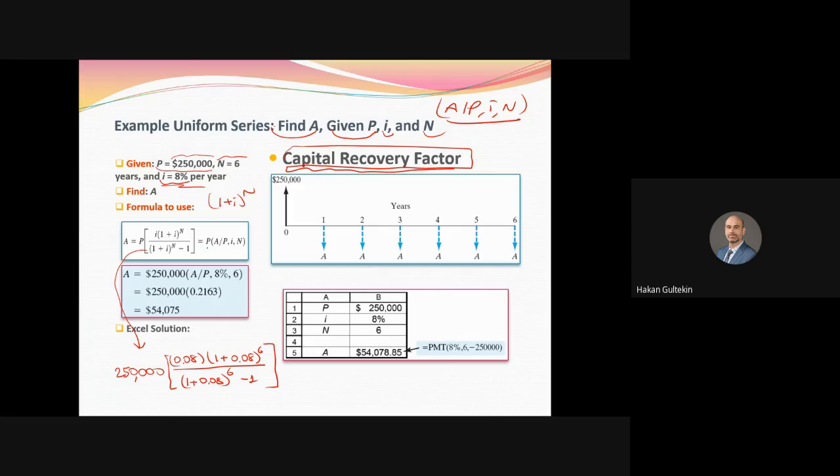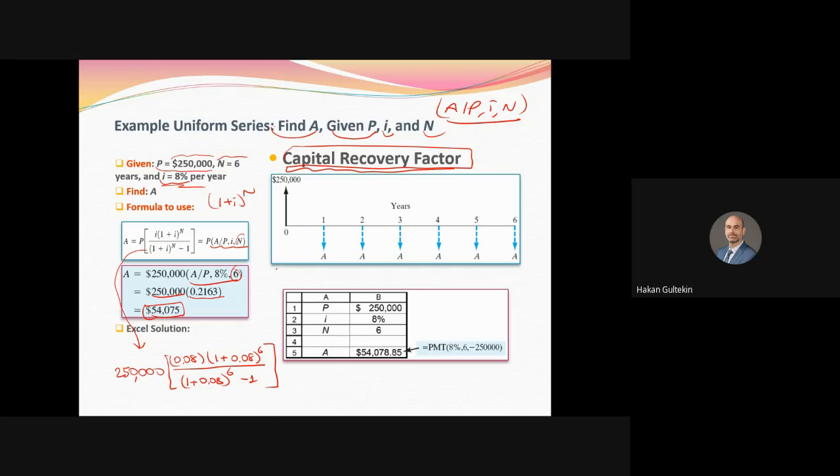Or if you like, you can go to the end of your book, find the interest rate with 8%, and then find the row that corresponds to 6, and then find this table value to be 0.2163. And simply multiply this value to find this. And what does it imply?